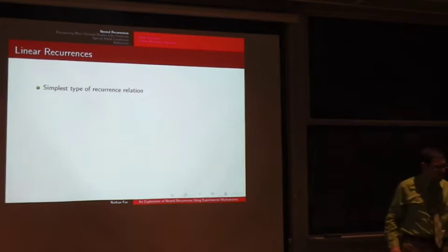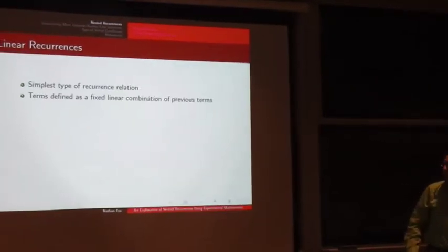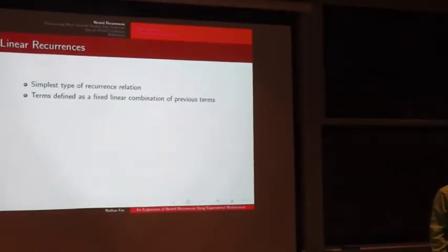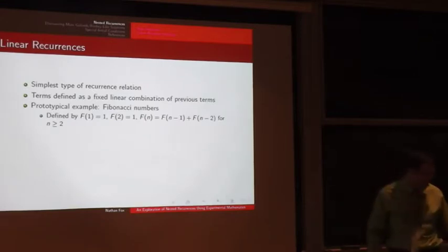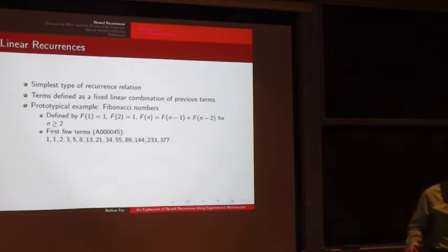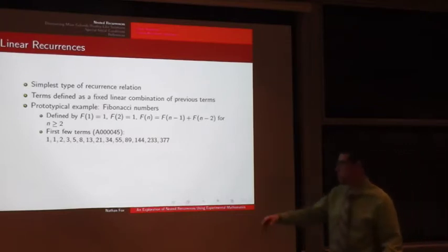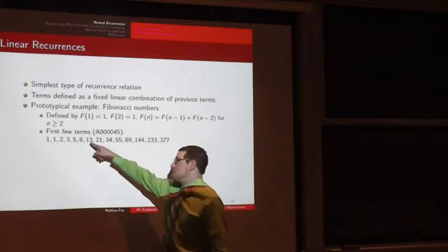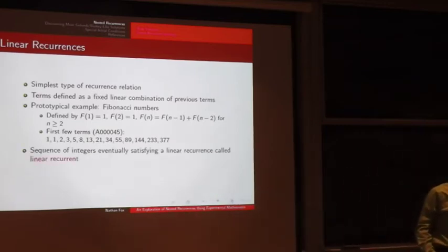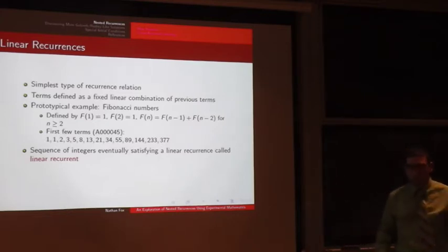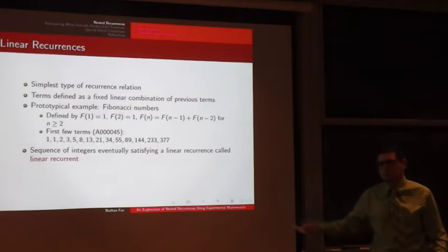Linear recurrences are the simplest type of recurrence. This is where your term is defined by a linear combination of previous terms, like the Fibonacci numbers. Here are the first few Fibonacci numbers, which, if you're not familiar, to get each term you just add the previous two terms. The term linear recurrent is going to come up a lot in this talk. That just means the sequence eventually satisfies a linear recurrence. The first bunch of terms may not, but the terms eventually will.